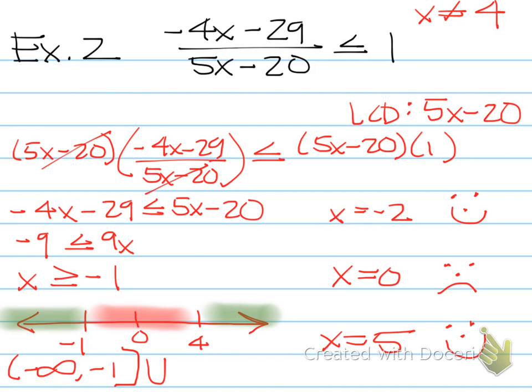And then a union symbol. And then x cannot equal 4, so there we've got a parenthesis at 4, and that interval continues to positive infinity.